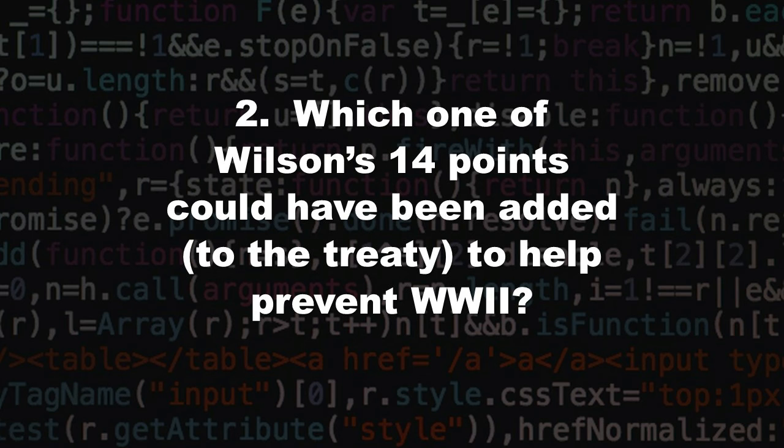The next question is, which one of Wilson's 14 points could have been added to help prevent World War II? The parts of Wilson's plan that were rejected most by the three other members of the Big Four had to do with Wilson's desire not to punish Germany severely.